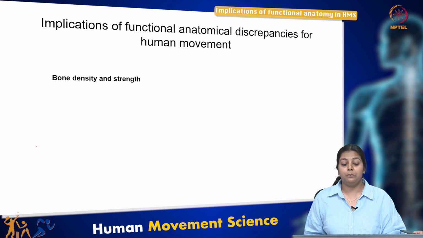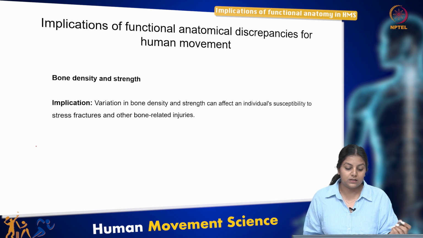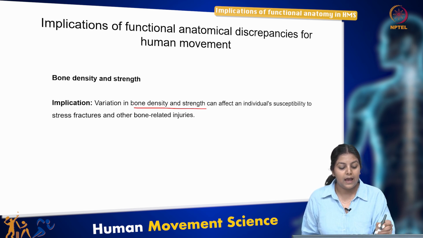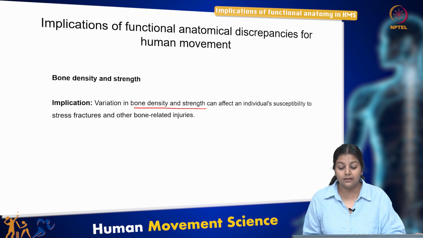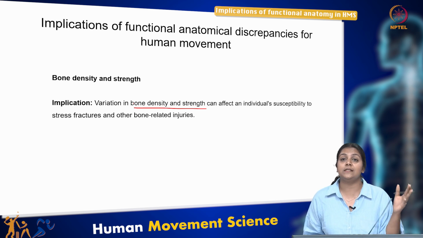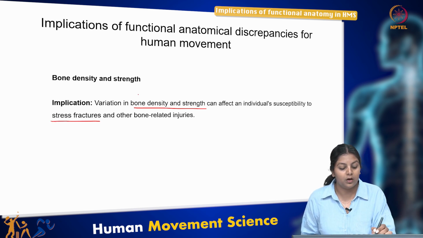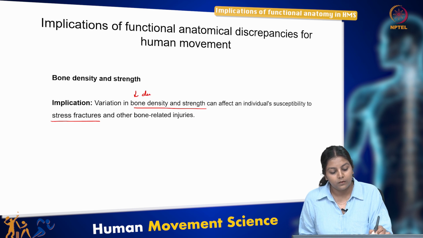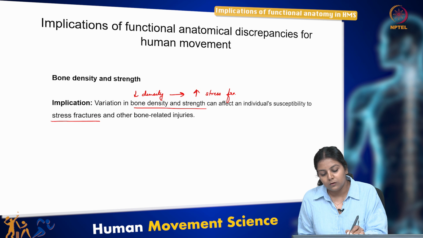Another discrepancy would be bone density and strength. So variation in bone density, so bone mineral density, and variation in bone strength depending on its diameter, nature, and length, can affect an individual's susceptibility to different stress factors. So for example, if you have low density, so low density would increase the risk of stress fractures. So for example, imagine cricket fast bowlers.